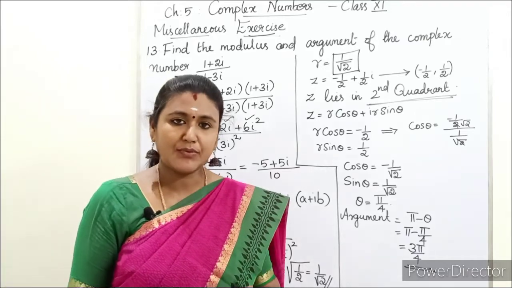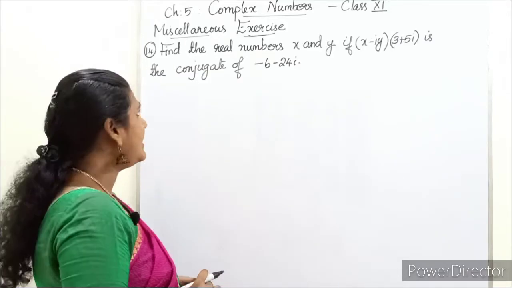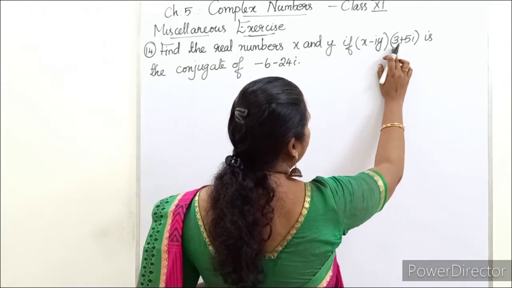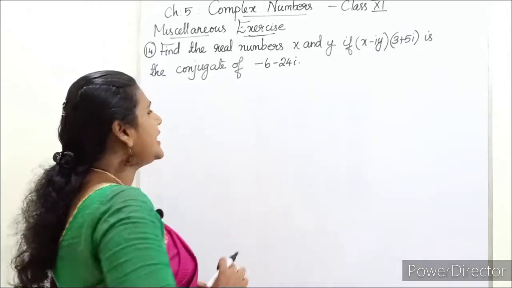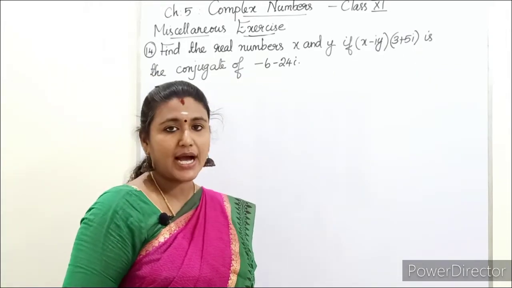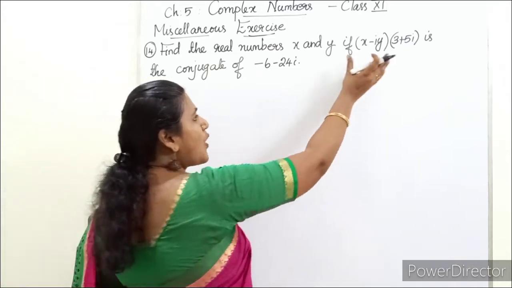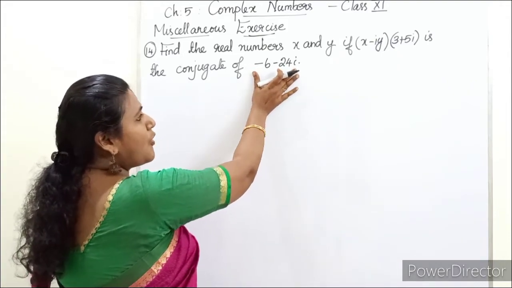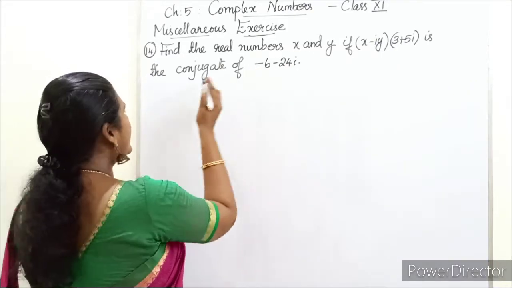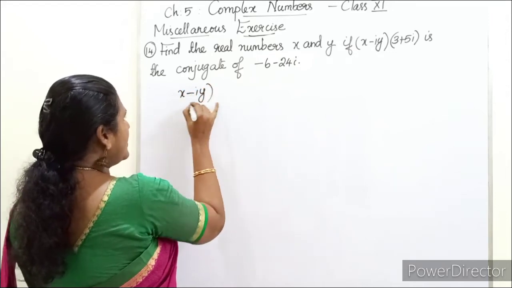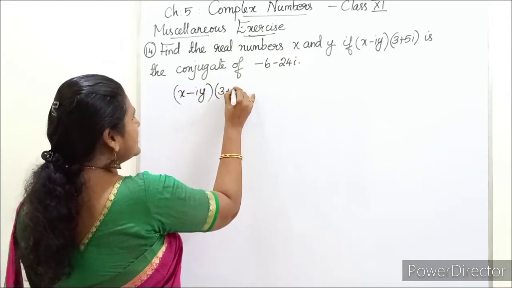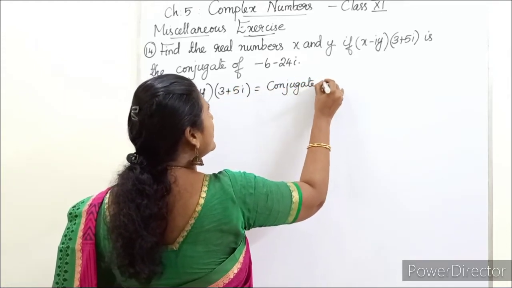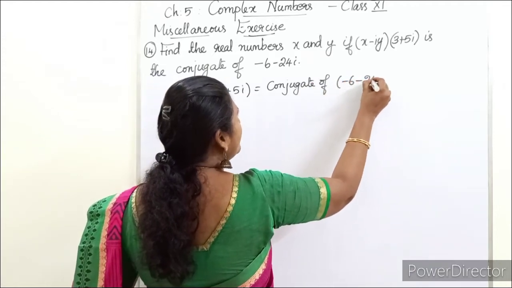Now we will see question number 14. Find the real numbers x and y if (x minus iy) into (3 plus 5i) is the conjugate of minus 6 minus 24i. So here what is given: the product of these two complex numbers and the conjugate of this complex number are both equal. So we can write (x minus iy) into (3 plus 5i) is equal to the conjugate of minus 6 minus 24i.